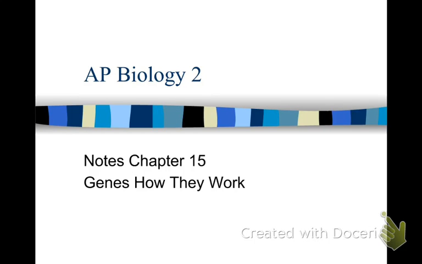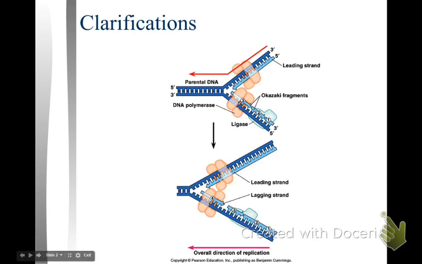So chapter 15 is all about genes and how they work, and this idea of transcription and translation. I do want to clarify this because down on your notes from chapter 14 it said that synthesis only occurs in the 3 to 5 direction, which it does. Okay, it does occur in the 3 to 5 direction. So if you follow the little bouncing ball, it occurs in the 3 to 5 direction. And I think actually it says synthesis occurs in the 5 to 3 direction. What that meant was the nucleotides were added in the 5 to 3.